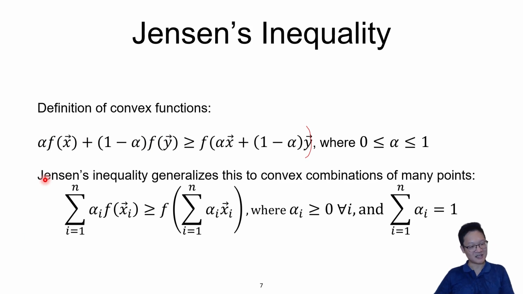Jensen's inequality generalizes this to any number of points. So instead of having a convex combination of either 2 function values or 2 input vectors, we actually have n function values and n input vectors here. Because we have a convex combination, all the alpha i's must be greater than or equal to 0, and the sum of them must be equal to 1. So hopefully you remember the general definition of convex combinations. Okay, so this is for convex functions, of course.